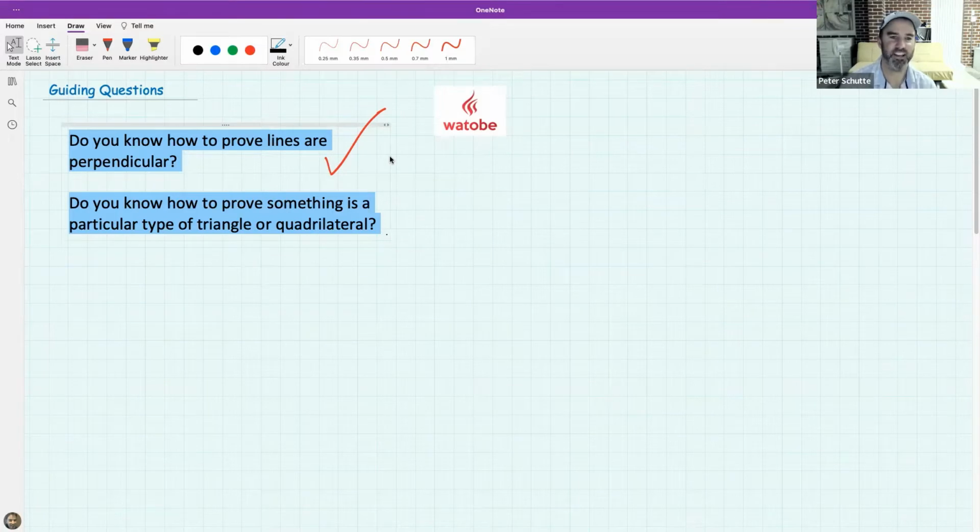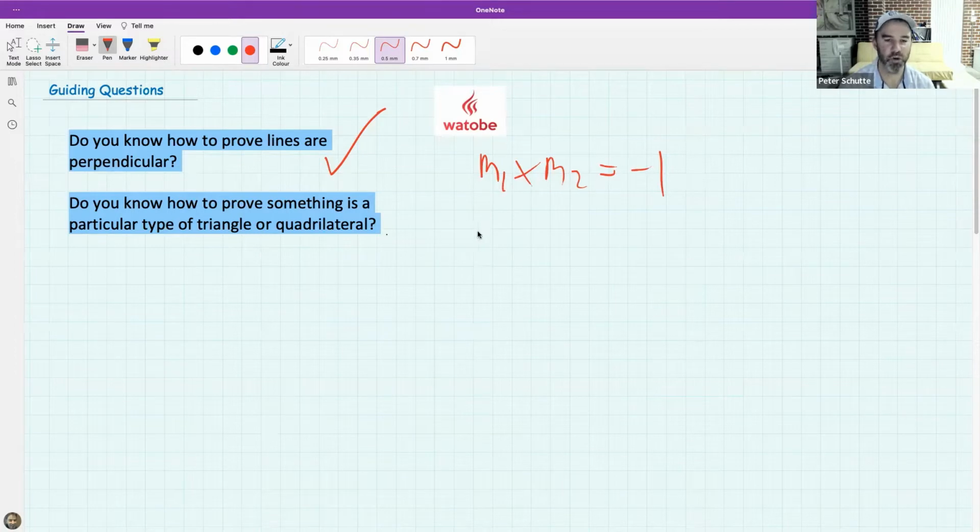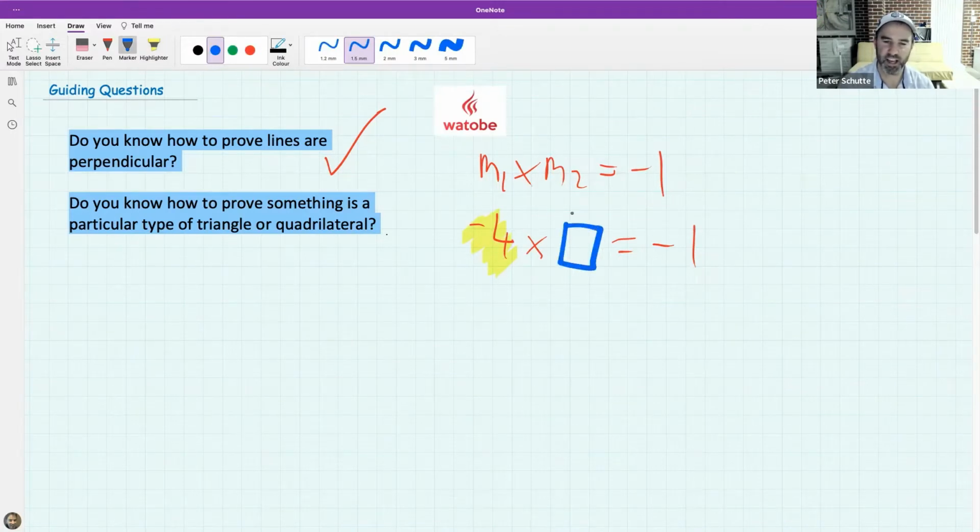To find the perpendicular, you multiply the two gradients you find, and the answer has to equal -1. Okay, that's fantastic. If I told you that one of the gradients was -4, and the other line was perpendicular, what would the other gradient have to be? I'm being a bit sneaky here, but if you knew that these two lines were perpendicular and one gradient was -4, do you know what the other gradient would be?